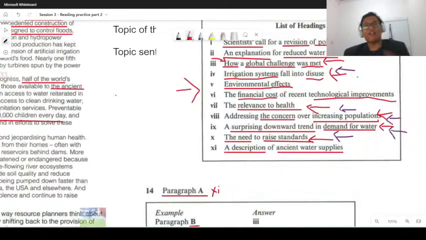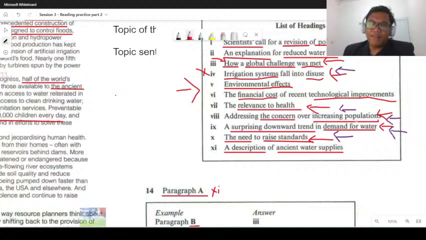Let's take a look again at our five options. Which one talks about a lack of service? Does it talk about irrigation systems? No. So this one is actually wrong. Does it talk about health? Well, it doesn't really say just yet because we haven't read the last sentence.